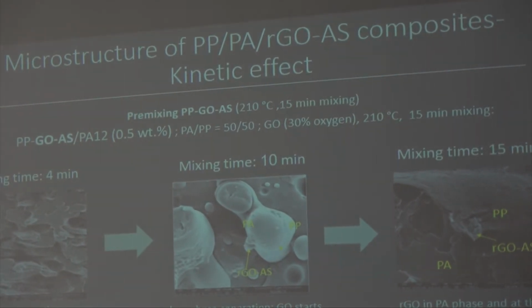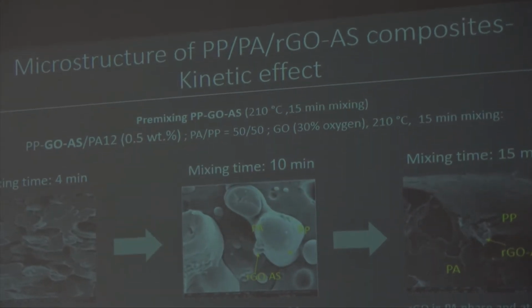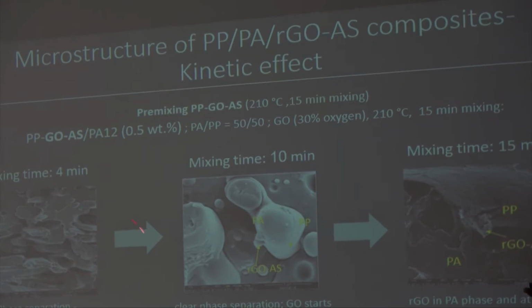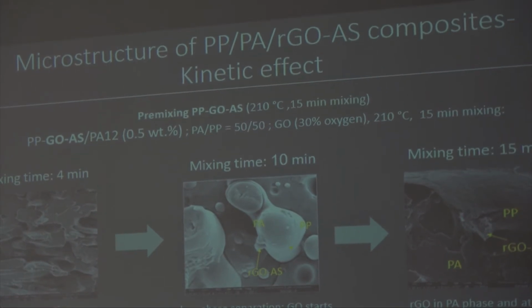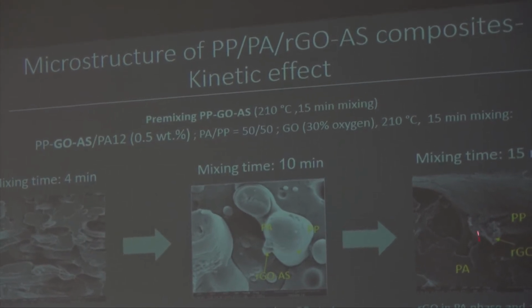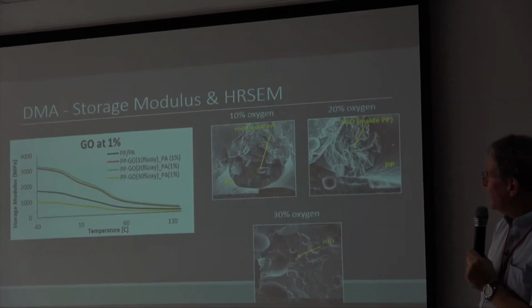We did the kinetics study as well, seeing how time affects the change in morphology, so that from phase separated systems where the graphene oxide is all over or in the polypropylene at the beginning, after something like 15 minutes, we get it at the interface. This is what we wanted.